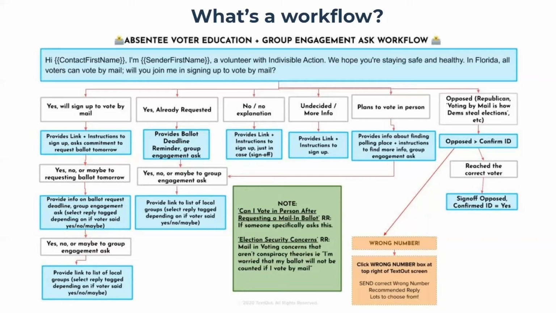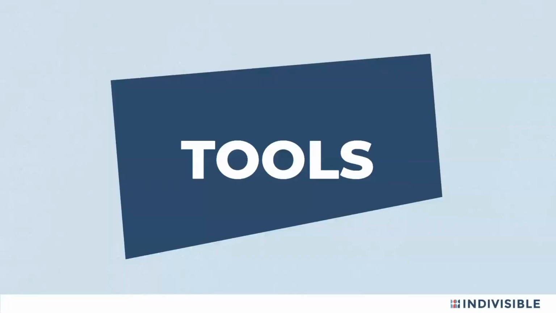All right, y'all, that's an overview on the strategy for this work. Next, I'm going to turn to talk about the two tools that we use to make all of the texting magic happen. That's Slack and TextOut. Both of these platforms are required for you to use in order to participate in our texting program.